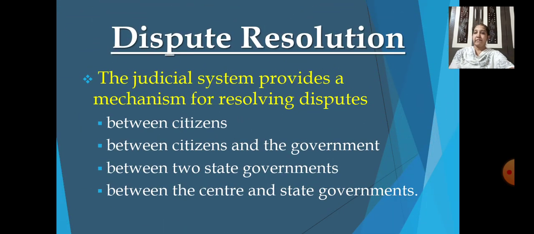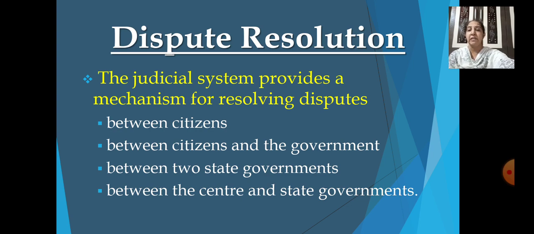The very first thing in the role of the judiciary is dispute resolution. Dispute you all know very well. Resolution means to resolve it. If there is any dispute or conflict, to resolve it. The main first function of the judiciary is to resolve disputes. The judicial system provides a mechanism for resolving disputes. Now, resolving disputes among whom?